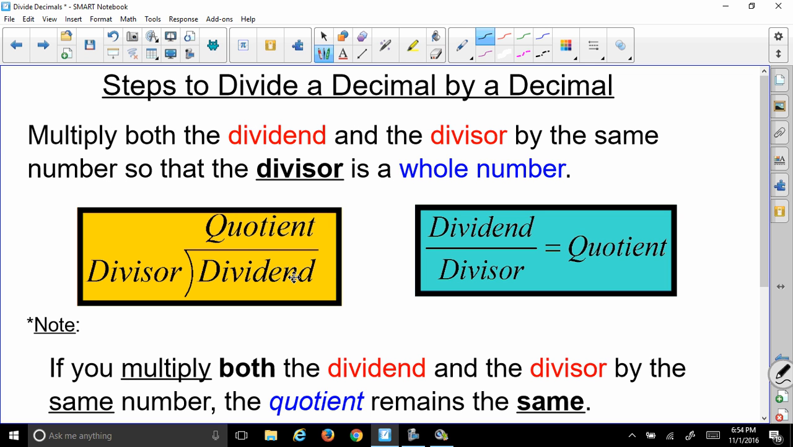Dividend is the inside number or the top number known as the numerator. Your answer is called the quotient. So if you multiply both the dividend and the divisor by the same number, the quotient will remain the same. So we'll see that as we go on.